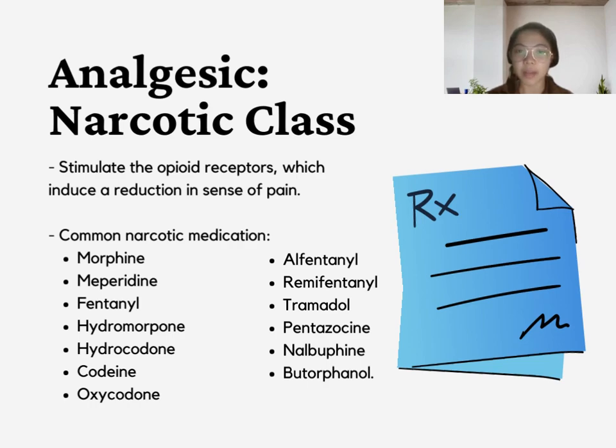Examples of common narcotic medications include morphine, meperidine, fentanyl, hydromorphone, hydrocodone, codeine, oxycodone, alfentanil, remifentanil, tramadol, pentazocine, nalbuphine, and butorphanol.